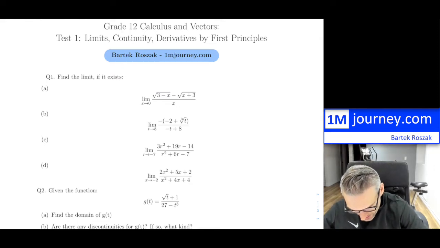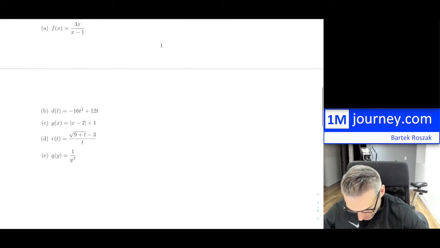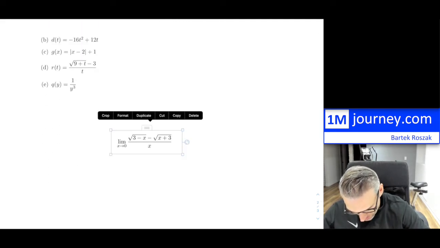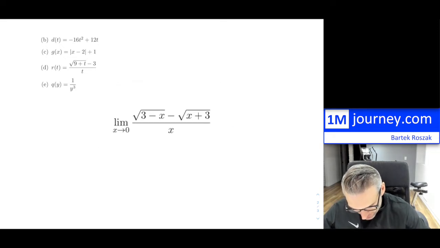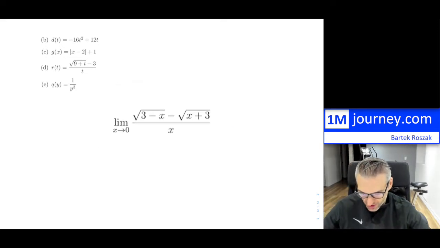Okay, so here's the first one that we're going to do. I'm going to copy this down and bring it down here for us. So this is a limit as x is approaching 0, and notice that we have a root minus another root, divided by x.